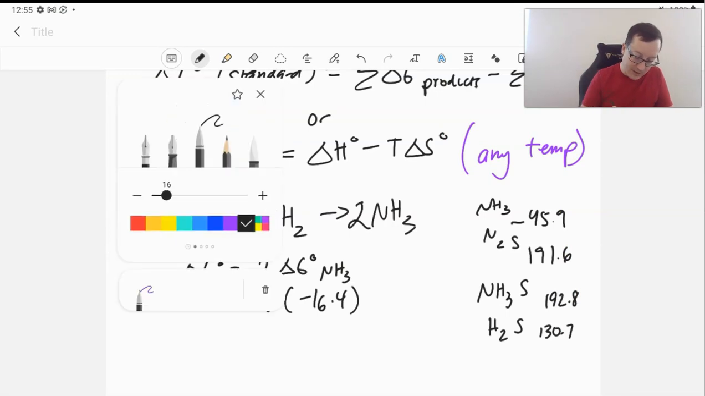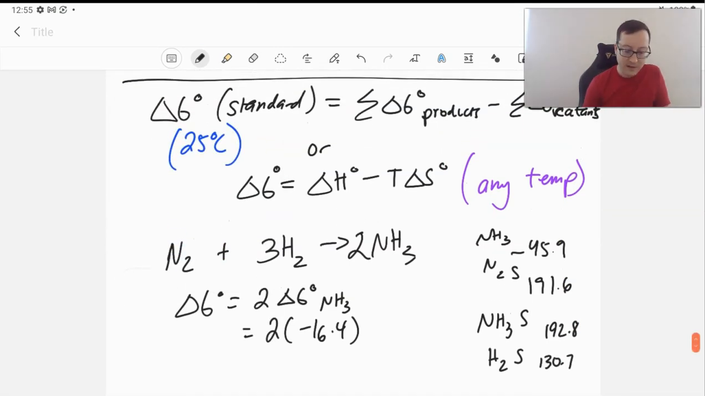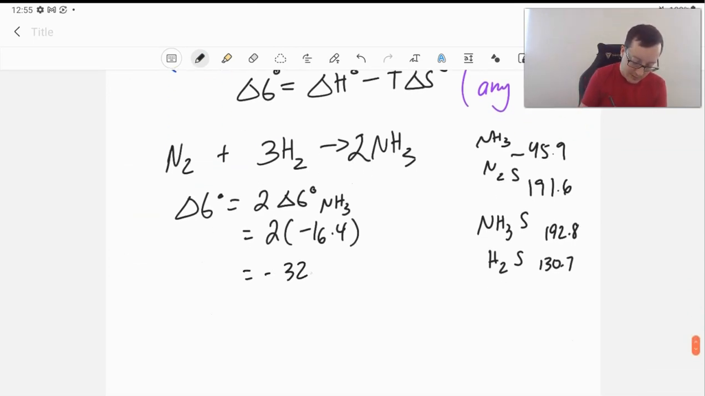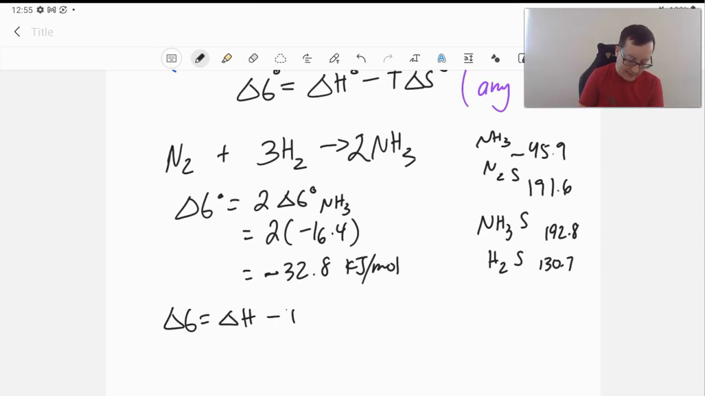Delta G for this reaction, if we use the first way of just solving this, we'll get negative 32.8. So this is kilojoules per mole. Great. So we've calculated delta G through that manner. We can also calculate it using delta H minus T delta S. And we can plug in all of these lovely things to figure it out.